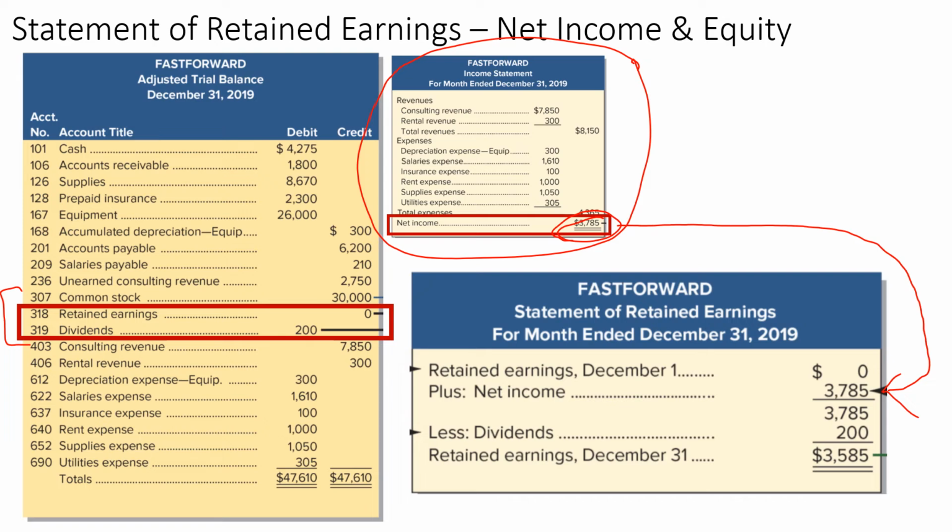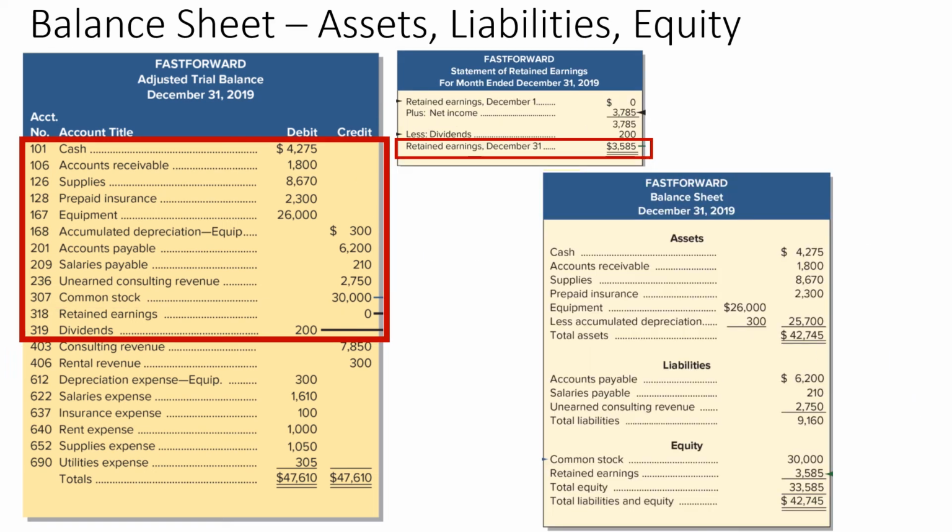But just to look at how the statement of retained earnings is prepared, you take the beginning retained earnings balance. In this situation, it was 0, maybe it was a startup company. Then you add in net income and subtract out dividends. Net income is an addition to retained earnings. Dividends are a subtraction. And so then that gives you the ending retained earnings balance. Remember, you have to have the ending retained earnings balance, since it's equity, to prepare the balance sheet.